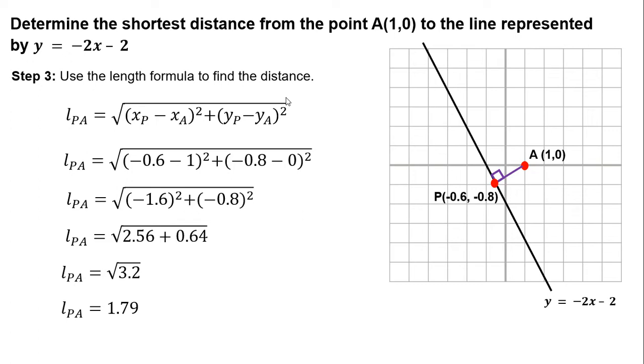So my shortest distance between point A and the black line occurs when I go to point P, and that distance is 1.79 units. And again, does that look reasonable? Sure. The purple line looks like it's maybe a little bit less than 2 units on the grid. So I always recommend, as you go through each step of these problems, to assess whether the answer is reasonable. Then I can add a concluding statement.